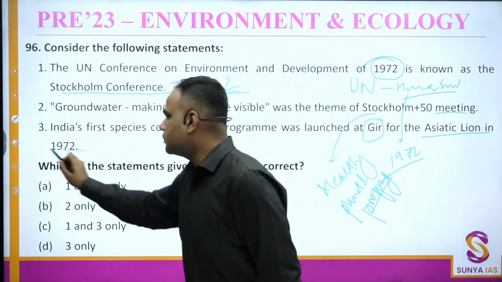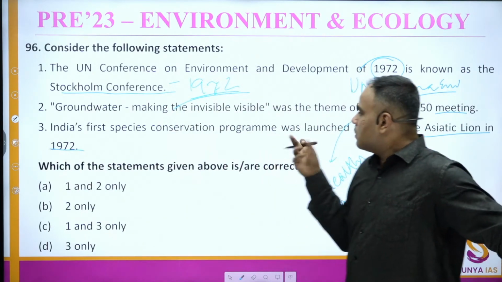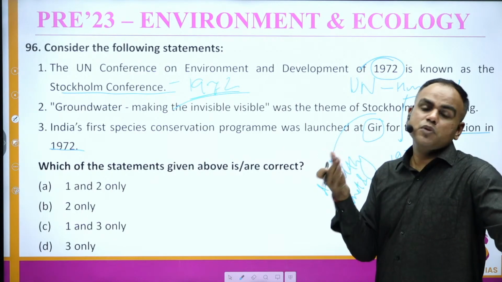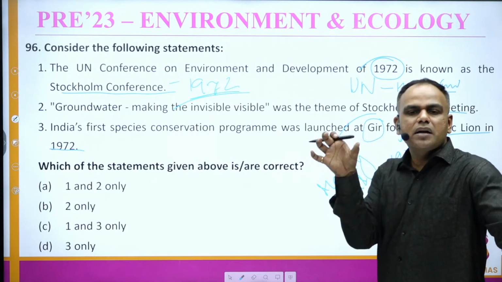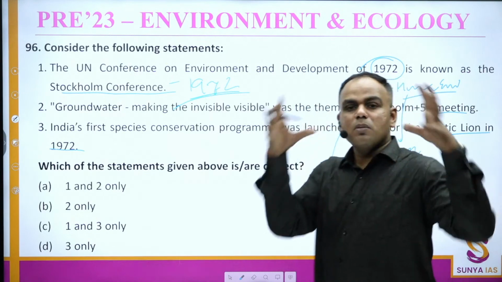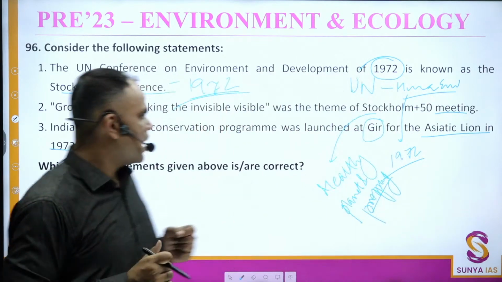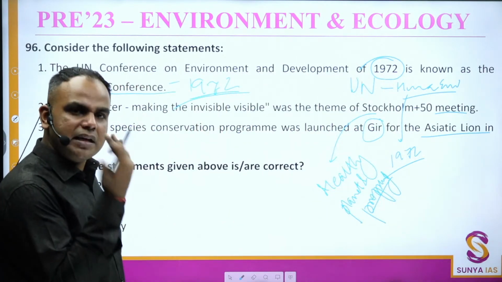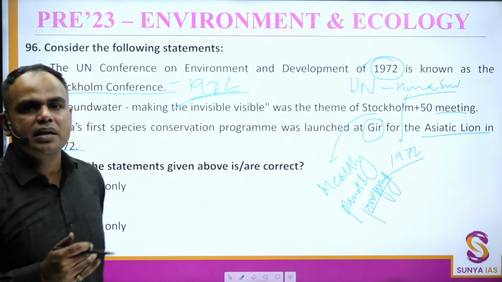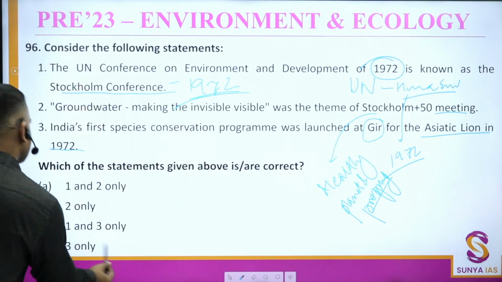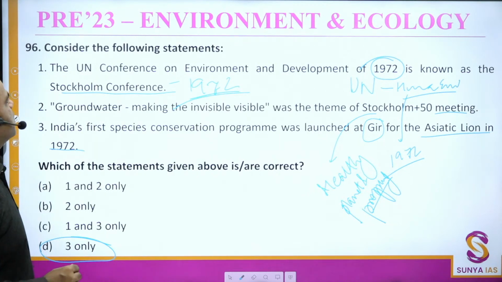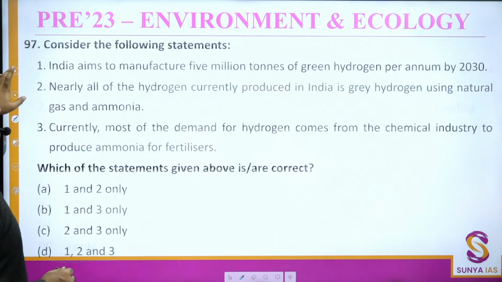Now this part is correct. Again, one question can be made. What is the Asiatic lion? Where is it found? So yes, the Asiatic lion is endemic to Gir National Park, which means it is only found in that region. And again, the population of Asiatic lions has increased just like the population of tigers has increased in the recent census. So here the answer is 3. Question number 96. So the Stockholm plus 50 meeting talks about a healthy planet. And this Stockholm conference is known as the UN Conference on Human Environment.